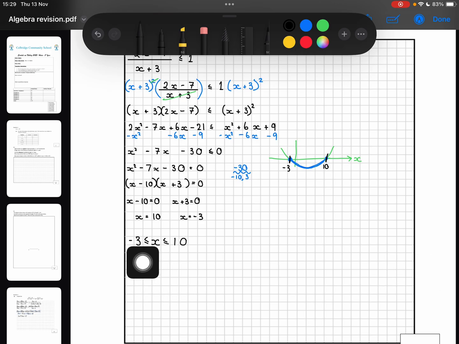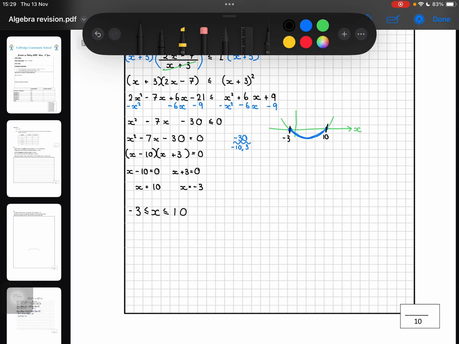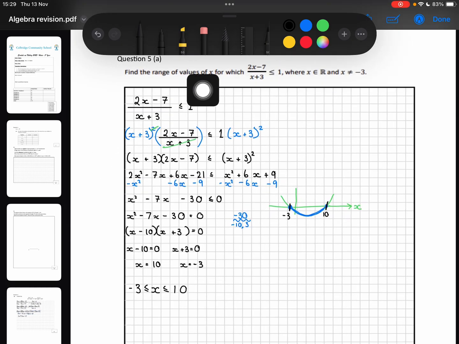Now, I said we'd come back to this in a moment, because let's go back and reread the question. It says, find the range of values for x for which 2x minus 7 over x plus 3 is less than or equal to 1, where x is a real number and x is not equal to -3. Most of the time that just means the denominator won't be 0, but it does affect our answer here. x can't be equal to -3, so we're not going to include the -3. We do want to include -2.999999999, but we don't want to include -3.